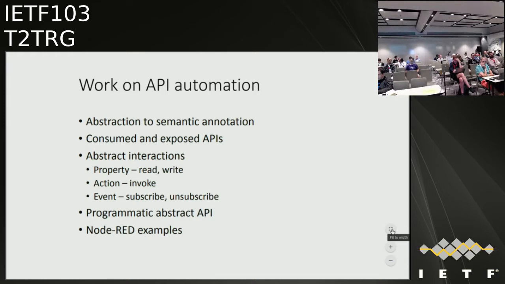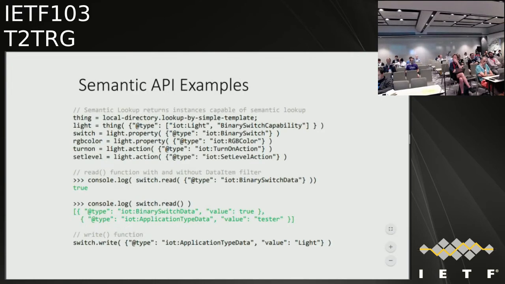Next slide. A semantic API, for example, could assign variables based on matching semantic capabilities. And the idea is when you get something in response to a query, then it itself can also be queried. And so you can build this chain of, next slide, a semantic API that basically says, get me a light that has binary switch capability and turn it, and tell me what the switch is and then possibly just turn it on or actuate it. So the idea is using the semantic terms, and maybe the Node-RED is a better example.